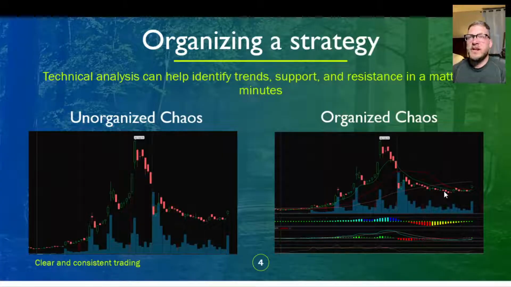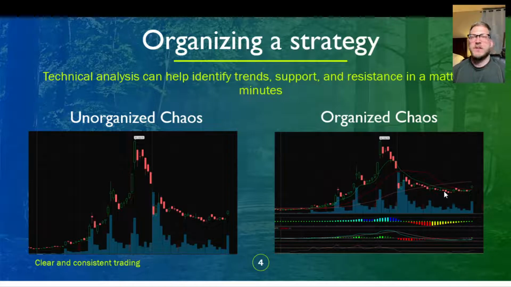So a little bit about organizing a strategy. I use technical analysis basically to identify the trend, the support, and resistance in a matter of minutes. The chart on the left is actually QS. I've talked about it quite a bit here recently. To me, that chart looks like a bunch of green and red candles. Looks a little bit like chaos. I don't know what to do with it yet.